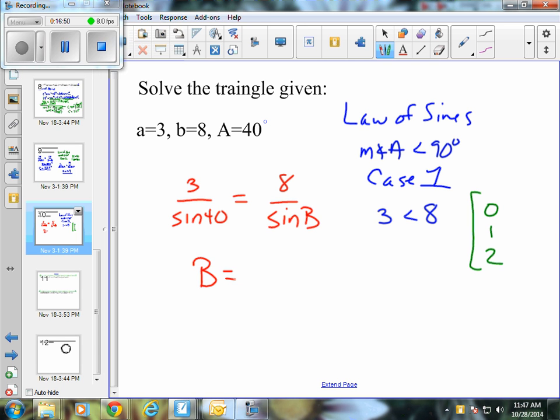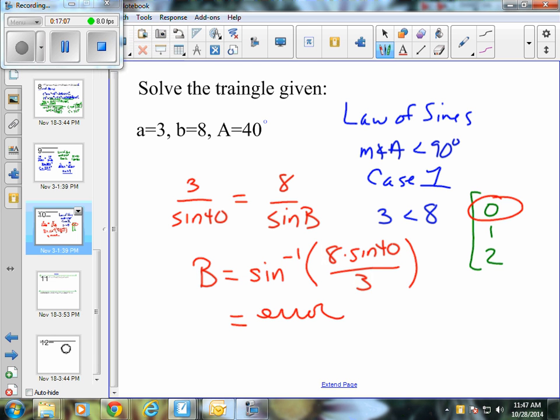So cross multiply, divide, take the inverse. So it would be the inverse sine of 8 times the sine of 40 divided by 3. And when you type that in your calculator, it's going to give you an error message. Okay, so what does that tell you? Well, it means you're going to have no triangles. That's physically impossible to draw. If you try to draw it, the 3 is too short. It doesn't match up. If you would have gotten 90 degrees, we would have had 1 triangle. Anything else, we would have had 2.